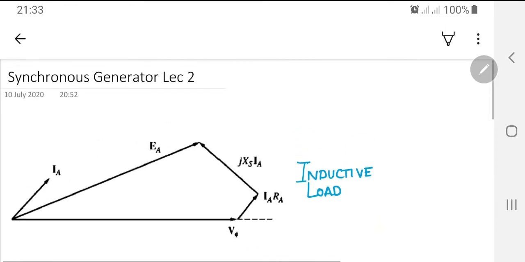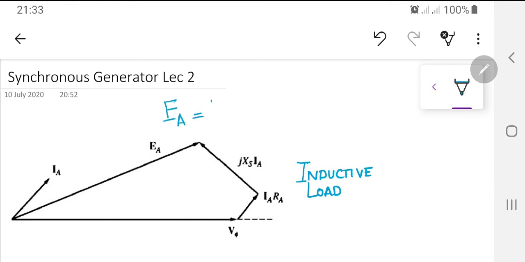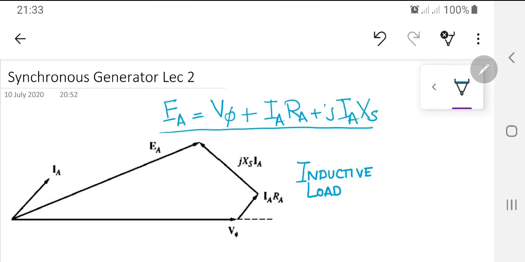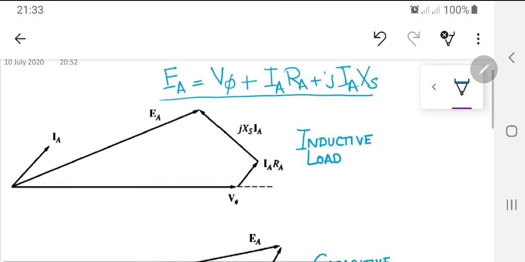For those who are still lagging behind, these are the three phasor diagrams drawn for this equation, where EA equals V phase plus IARA plus JIAXS. I am not going to draw the vector symbol over every quantity each time, since it is clear to you that these are all vectors or phasors. All three phasor diagrams have been drawn for the inductive load and capacitive load.